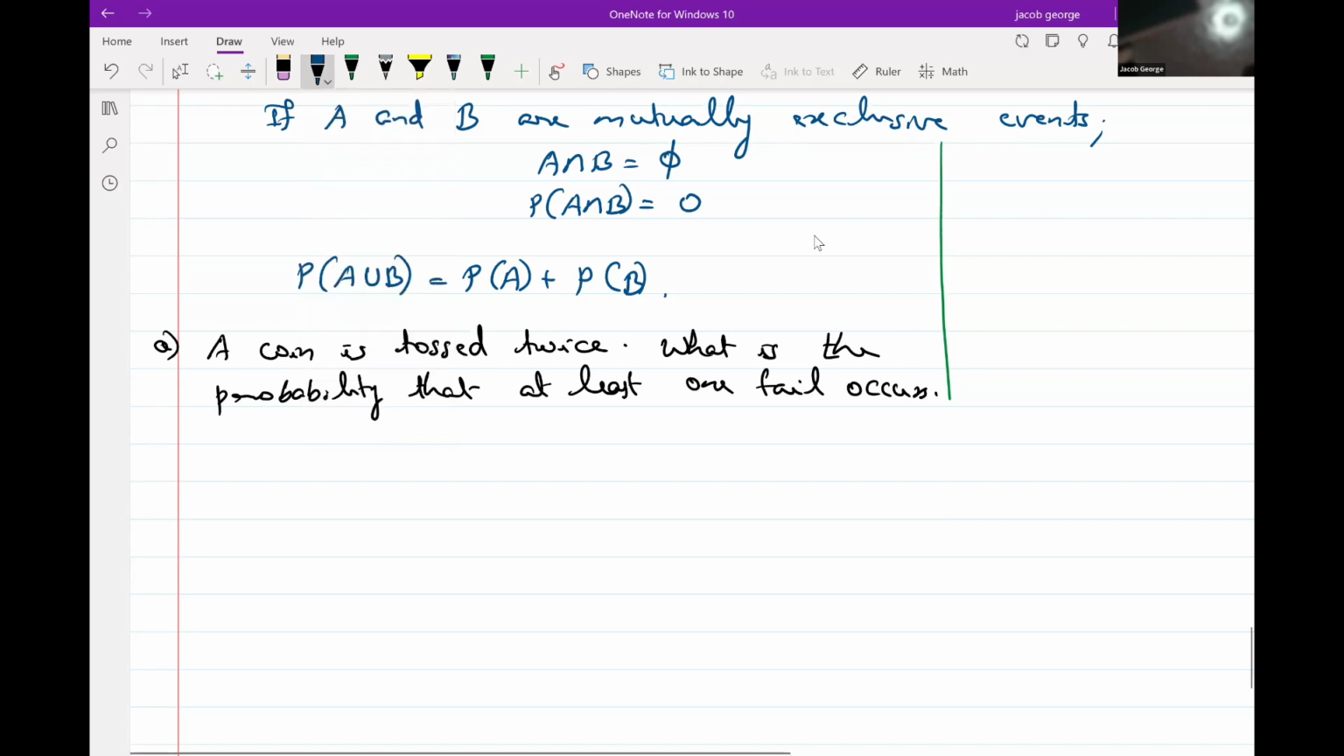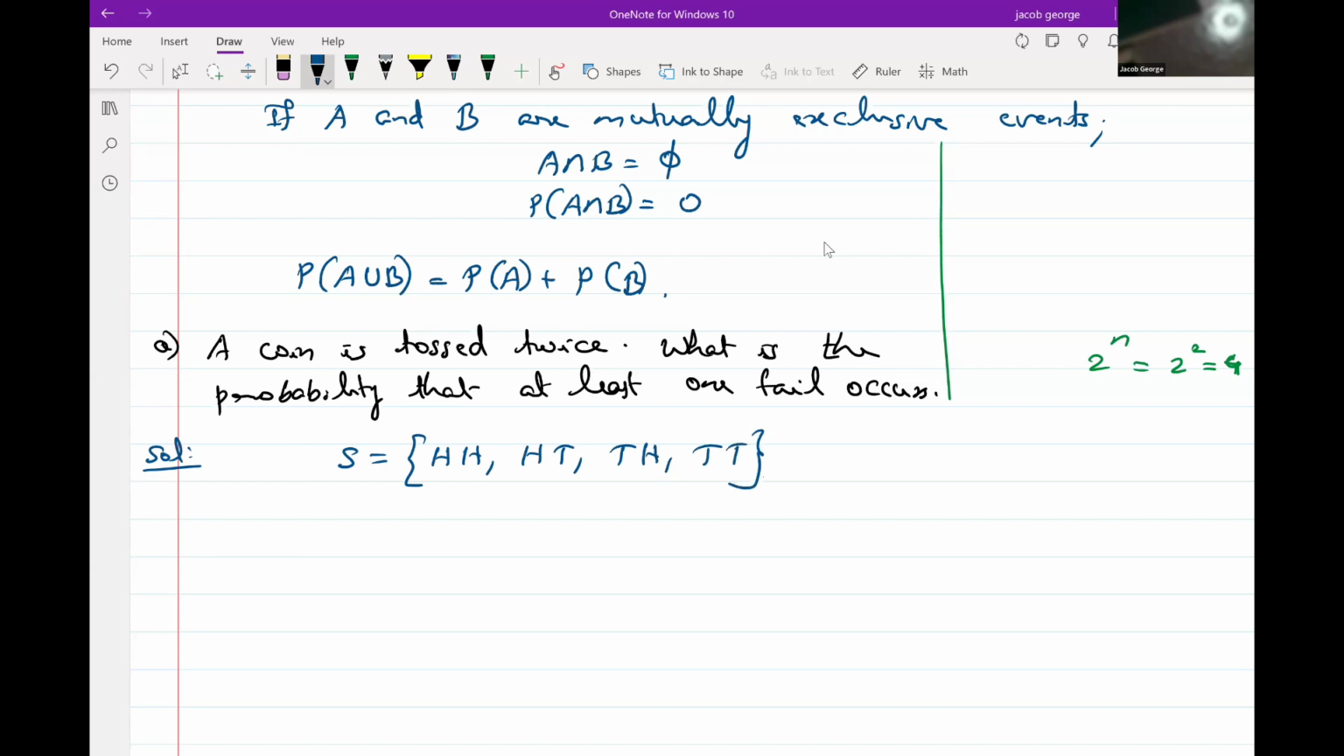Okay, children. In all these types of questions where a coin is tossed twice, if possible, you should list out the sample space. For a coin, the number of outcomes is 2 raised to n. For twice, 2 raised to 2, that is 4 outcomes. So these are the outcomes: HH, HT, TH and TT.